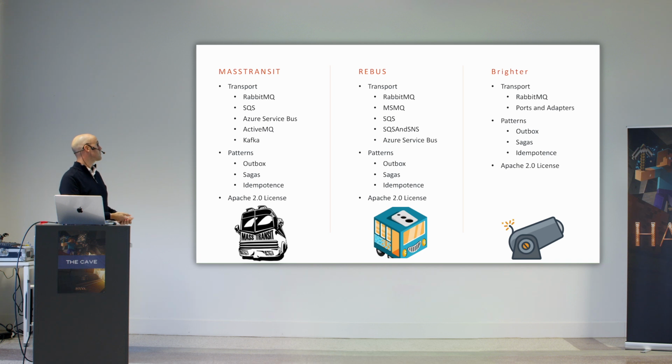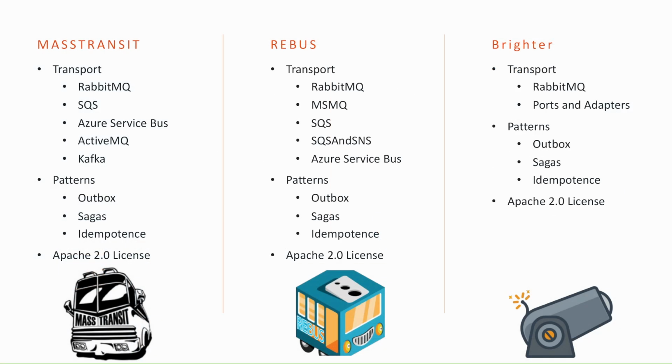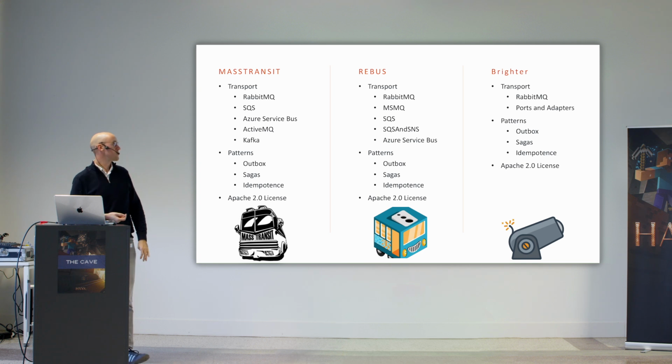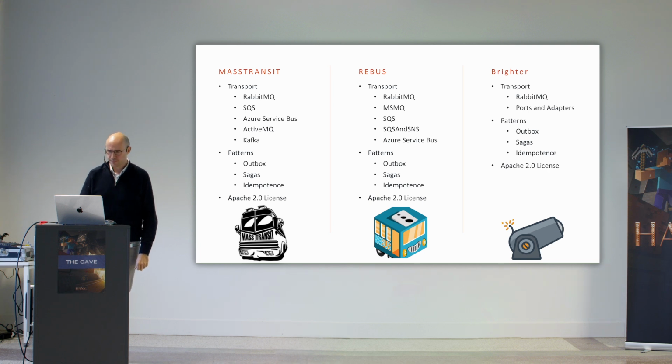The other solutions are, for example, MassTransit. They also have support for multiple transports. For example, Kafka is also supported, ActiveMQ, Azure Service Bus. Another one is Rebus. Rebus also has support for RabbitMQ, Amazon SQS, Azure Service Bus. They also support outbox, sagas and idempotency. And the same thing applies for Brighter.